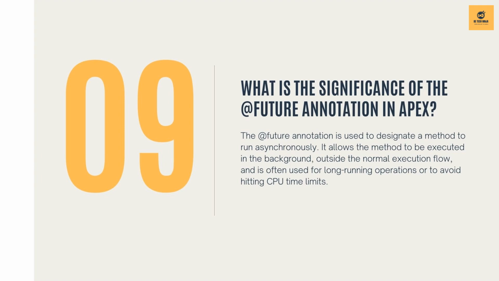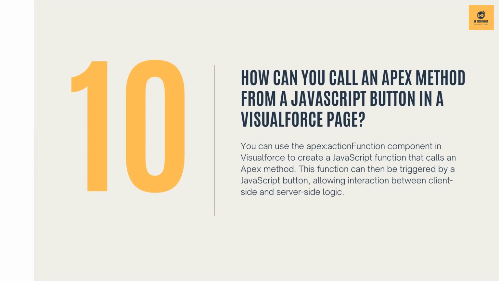Finally, we are here. The last question awaits us. Let's take a look. How can you call an Apex method from a JavaScript button in a Visualforce page? You can use the apex:actionFunction component in Visualforce to create a JavaScript function that calls an Apex method. This function can then be triggered by a JavaScript button, allowing interaction between client-side and server-side logic.